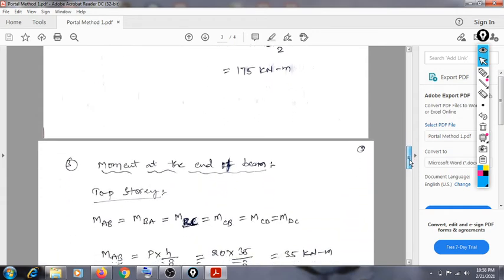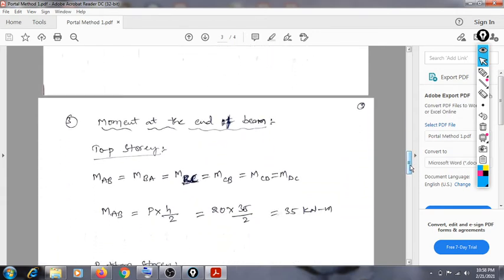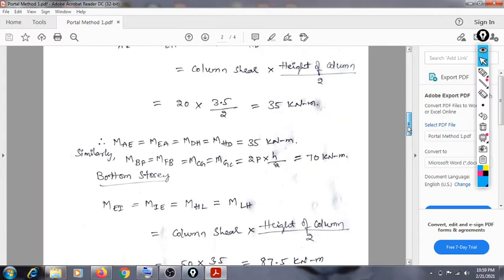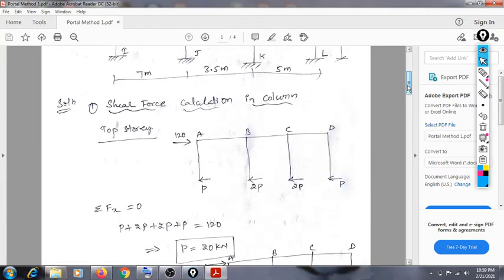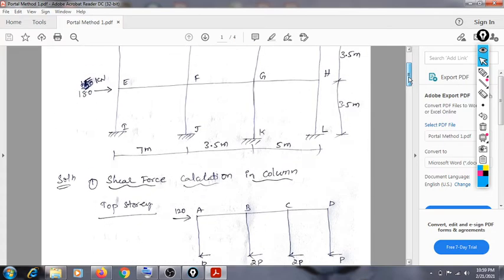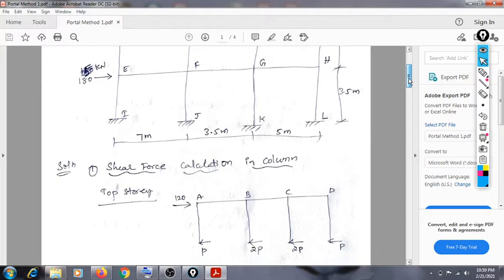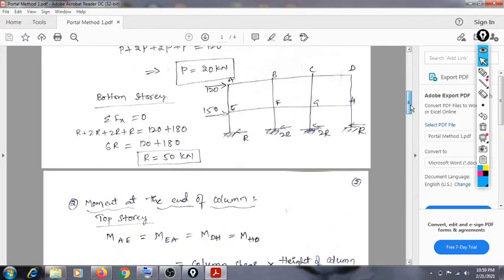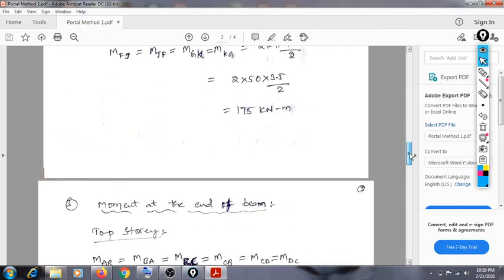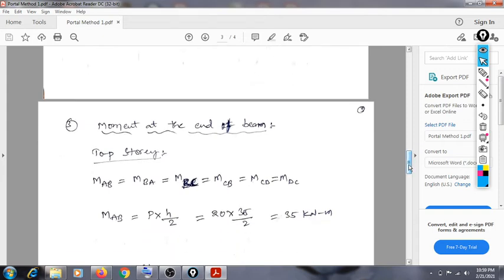In the third step, we have to find the moment at the end of the beam. So where are the beams? Beams are the members connecting the columns 1, 2 and 3. How many bays are there? AB, BC and CD. We have 3 bays here. So AB, BC, CD are the beams. In the same manner, EF, FG and GH are also the beams. So the third step is to find the moment at the end of the beam.